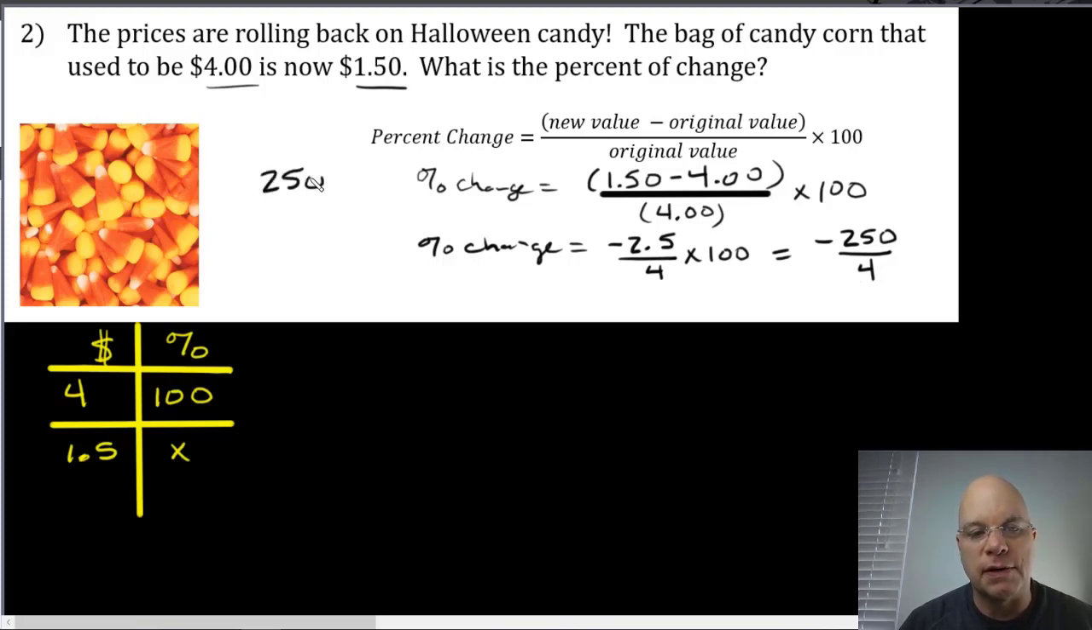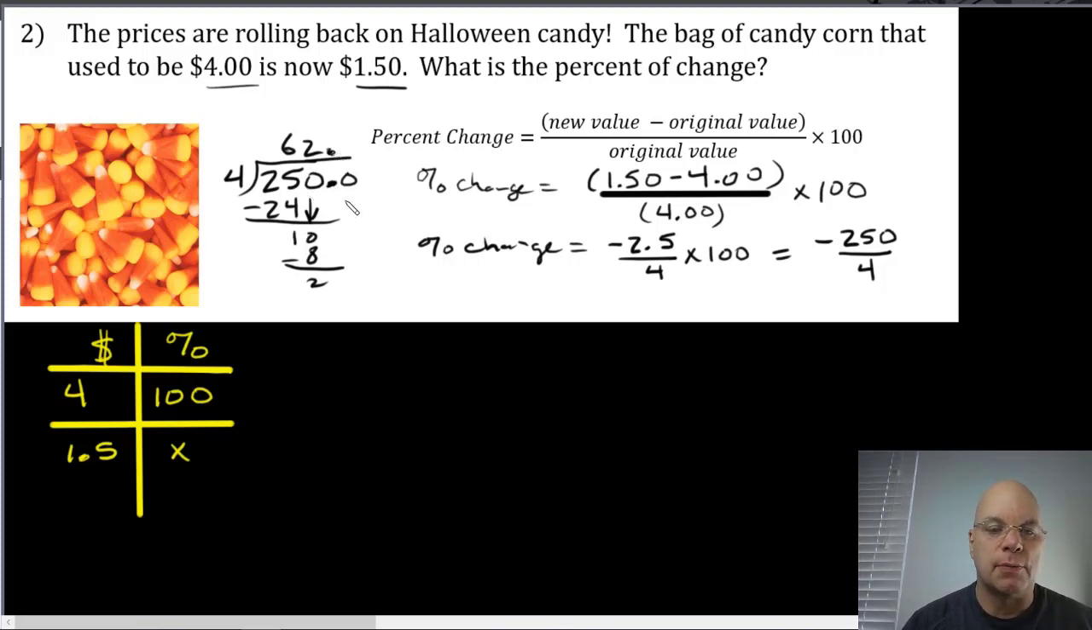So if I do 250 divided by 4 over here, I get 6 fours is 24. Subtract, I get 1, bring down the 0. There are 2 4s in 10. 2 times 4 is 8. Subtract, I get a difference of 2. Reveal the 0 in the tenths place. It was always there, we're just showing it, and line up a decimal in our quotient. And then bring this 0 down. How many 4s in 20? 5. 5 times 4 is 20. So it's a negative 62.5% change.